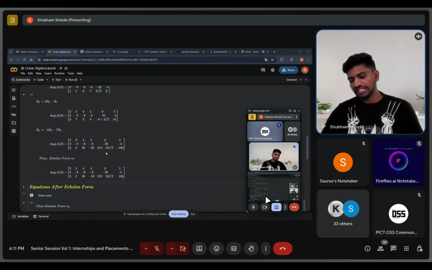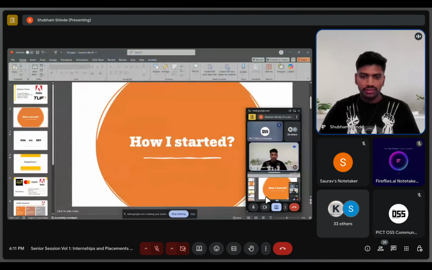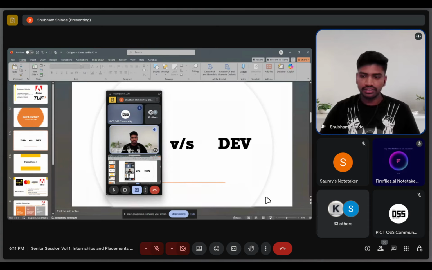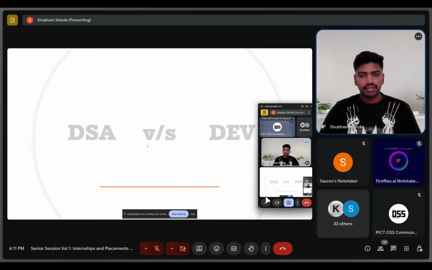When I was in the second year, I just started with DSA, but one incident changed me. My friend was sitting behind me, and he was doing development, and he developed a small part of a UI, and I said, okay, this is too simple and I can also do it. I spent around 3 to 4 hours, but I couldn't do that simple UI. So I understood that DSA and dev both are important.